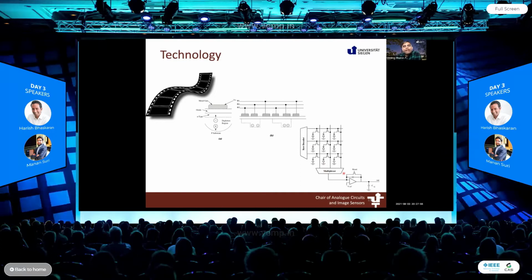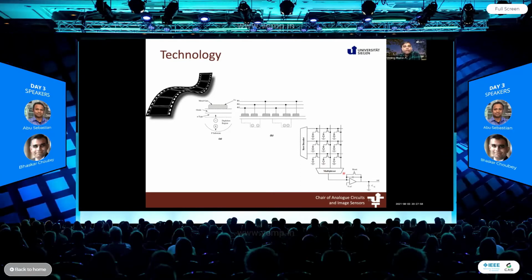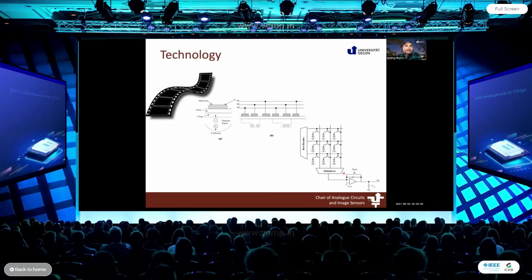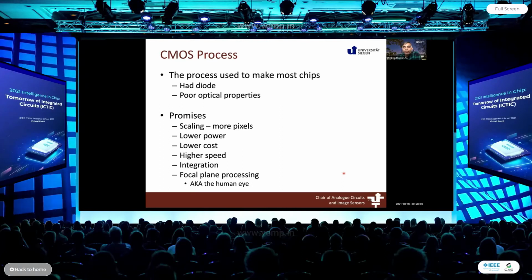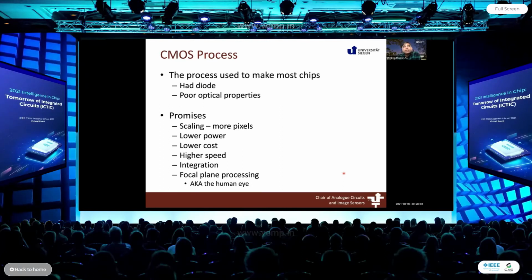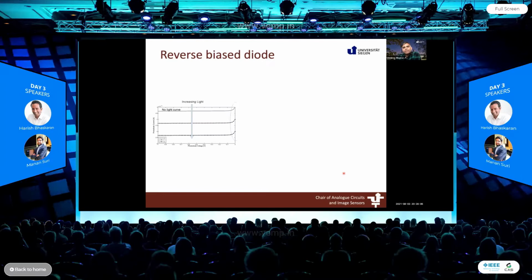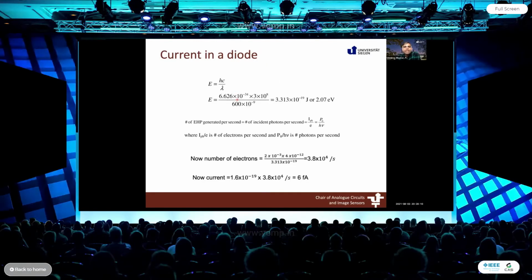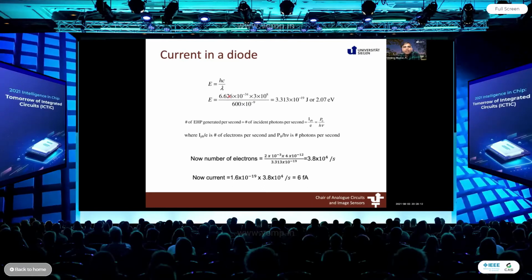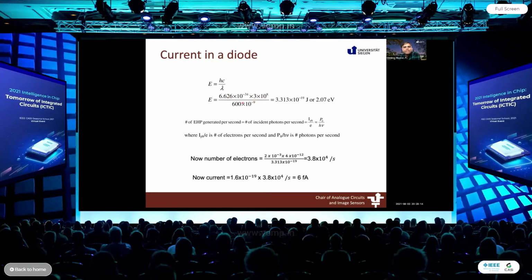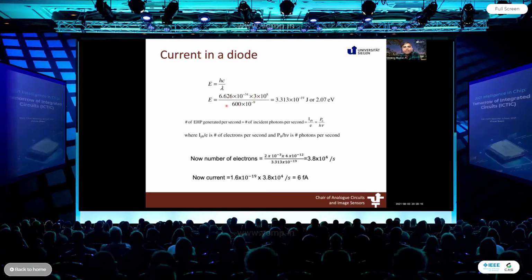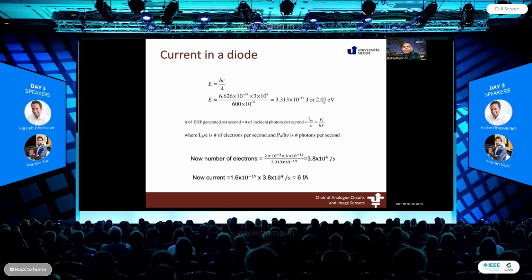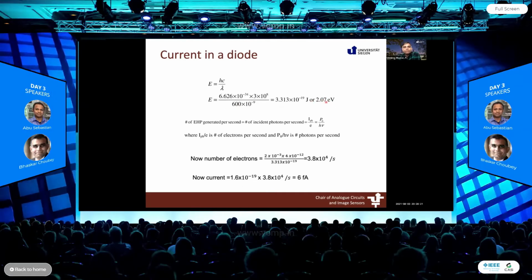However, that's not a good thing. And the reason why it's not a good thing needs a bit of maths. Let's do the bit of maths first. So light falls on it. If we take a light with a lambda of 600 nanometer, its energy is generally 2.07 electron volt.